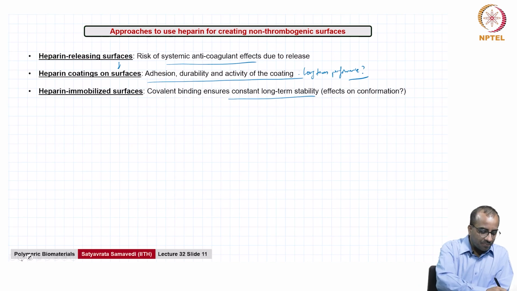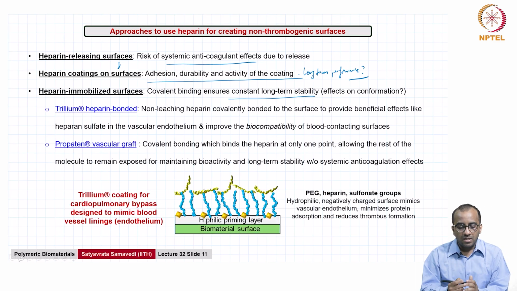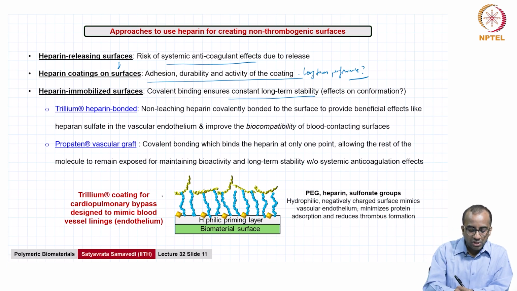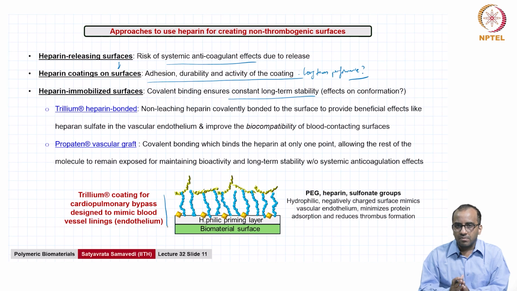And two commercial examples that are very commonly seen are the Trillium heparin bonded coatings for cardiopulmonary bypass, essentially heart-lung machines that take over the function of the heart and lung during heart surgery. The function of the heart is temporarily stopped to enable the surgeon to work more effectively on the heart, while the cardiopulmonary bypass machine temporarily takes over the role of the heart and lung, and it oxygenates the blood, and does what the heart and lung are supposed to do.